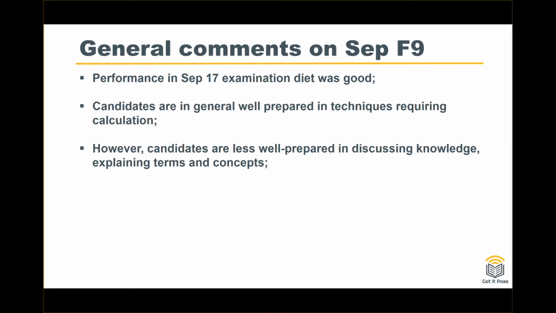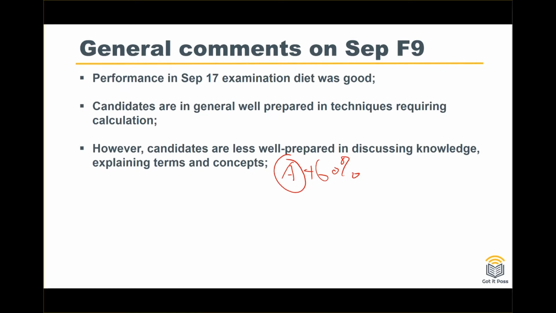This is especially important in some discussion questions and section A. I will share with you that for section A, about 60% or even more are conceptual questions or terms questions. It's not just calculation. Only about 40% or even less is calculation in section A.